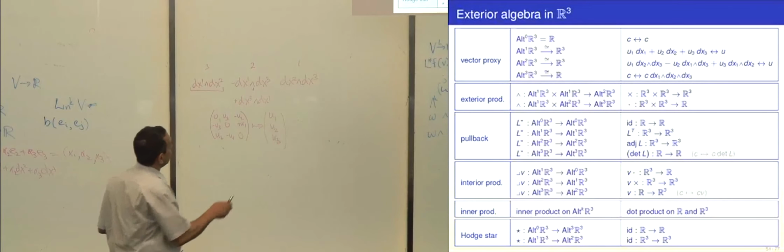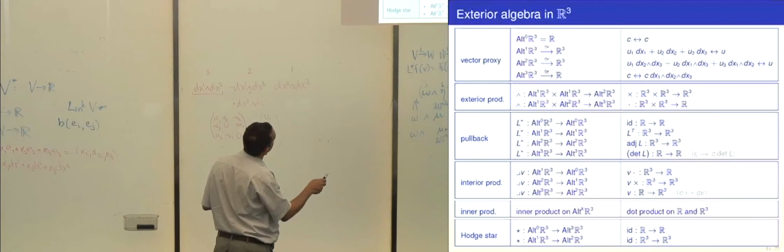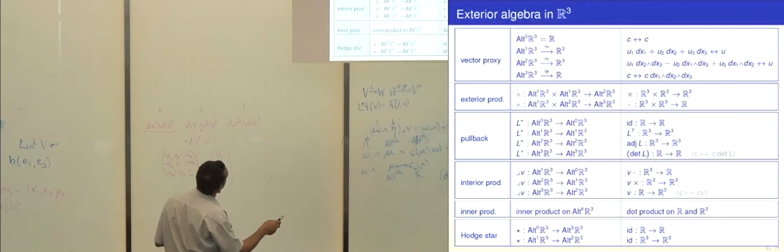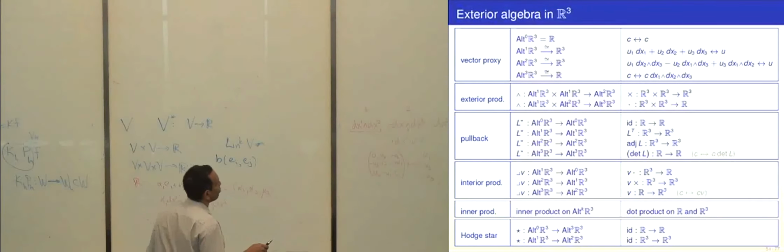Okay, and three forms can be identified with R because the volume form identifies with 1. So actually, this should say C vol. Oh, it does. Here's C times the volume form. I think I should put these in the opposite order and put the C on the right, an element of R. Okay, those are called vector proxies.